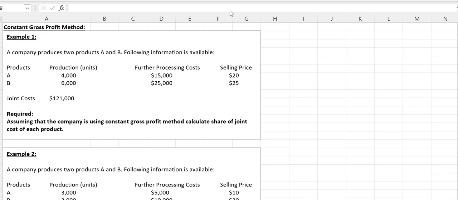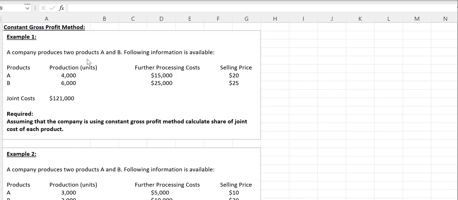So in this video we are going to discuss another method for apportioning joint costs between joint products, and this method is called constant gross profit method. What this method is all about, let us understand with the help of this first example, example 1.